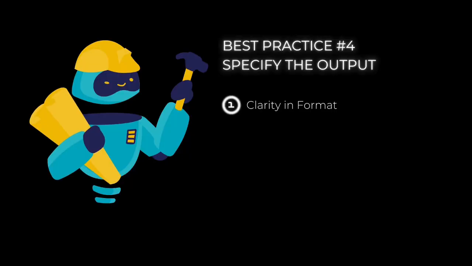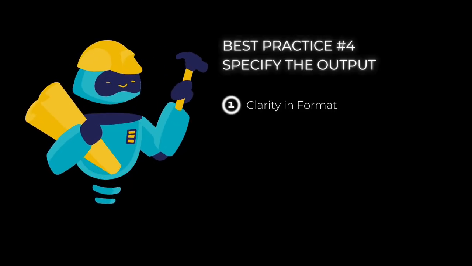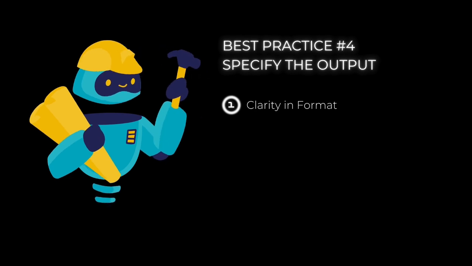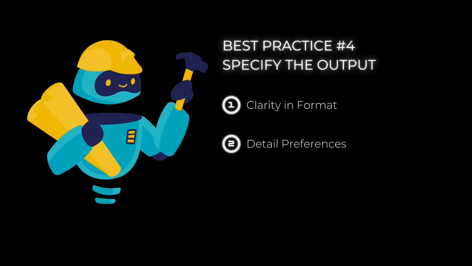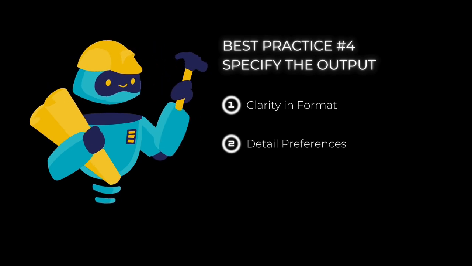By specifying the output, it's going to give you some clarity in the format that you want it in. You can directly state whether you want an analysis, summary, narratives, or bullet points. So this helps really give you the information in the way that you best digest information. You can also detail preferences. So you can mention the tone or the style, the structural elements that you want, like headings. And all of these things just help you to refine the final product.